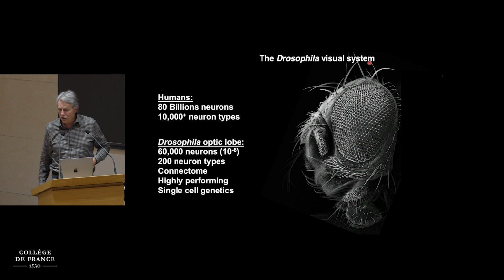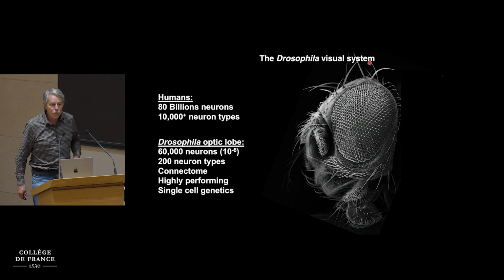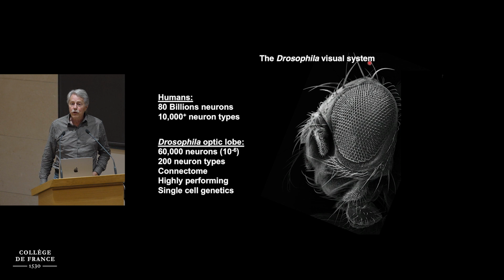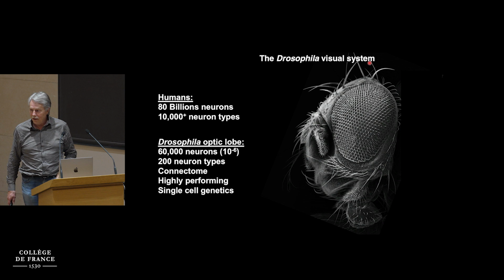Now we have many different tools available in flies, genetic tools for the last 100 years. And of course now we also have access to single-cell genetics, although every other species, including the hippo or the rhino, can actually do single-cell sequencing.